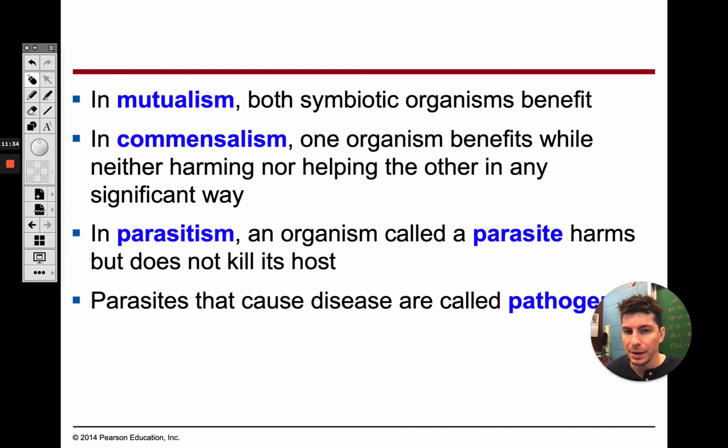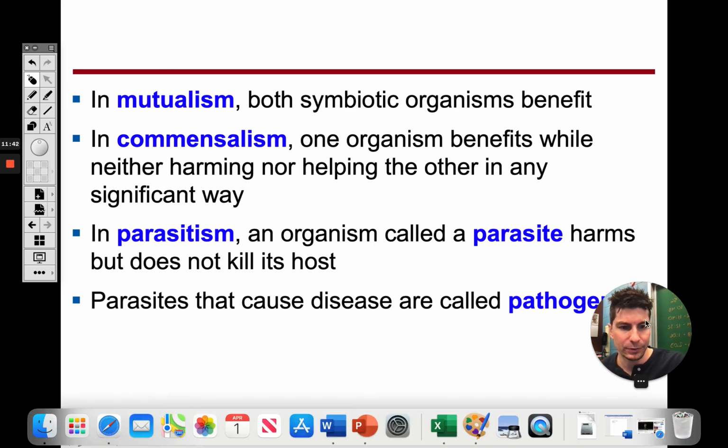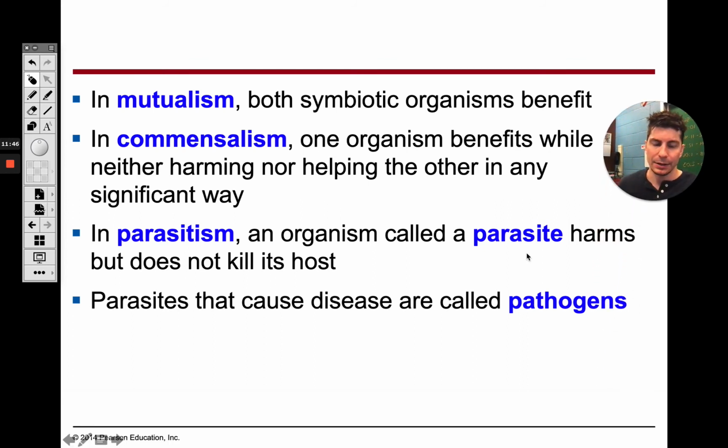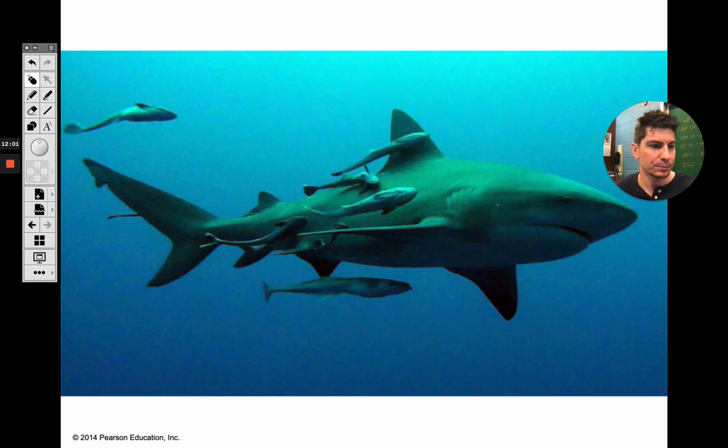The last one is parasitism. This is when we have a parasite, essentially. It's good for one, the parasite, and it's really bad for the other one. In other words, we would call that the host. All right. Now, the goal for the parasite is not to kill the host, because if it kills the host, then it has to find another host. Okay. If it can just thrive off of that host, it's cool. So it doesn't want to kill it.